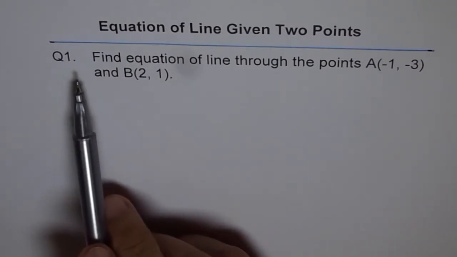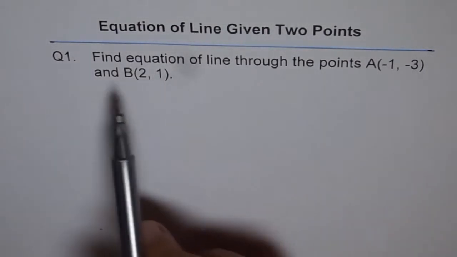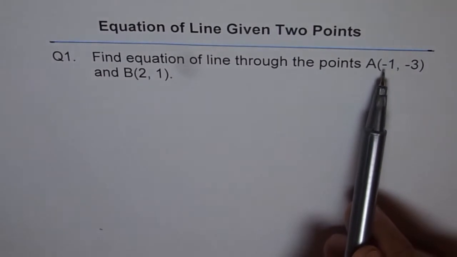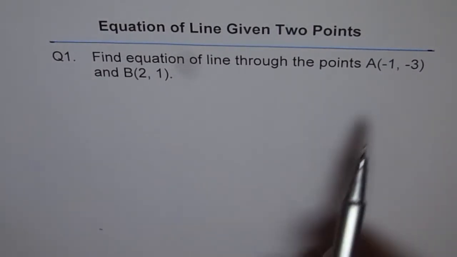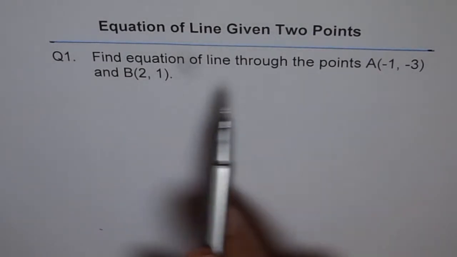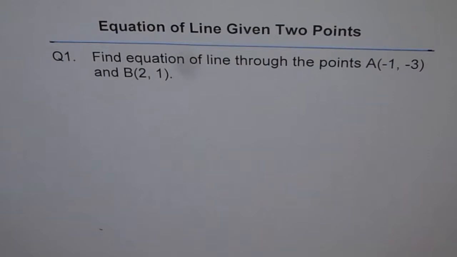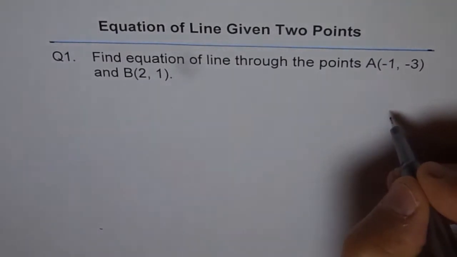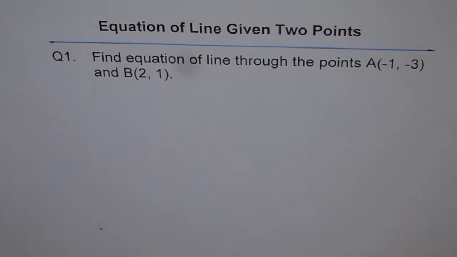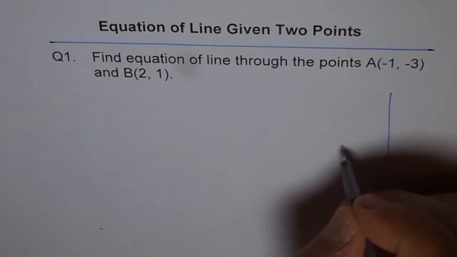Now the question here is, find the equation of the line through the points A and B, where A is (-1, -3) and B is (2, 1). So these are the two ordered pairs, where the x and y values are given, right? Let's first try to visualize the situation. I'll draw a sketch here to show you our line.